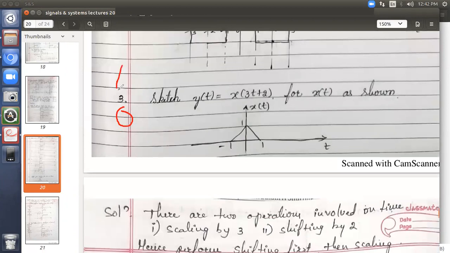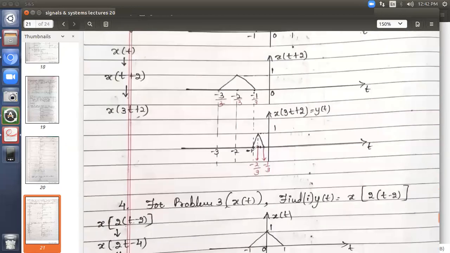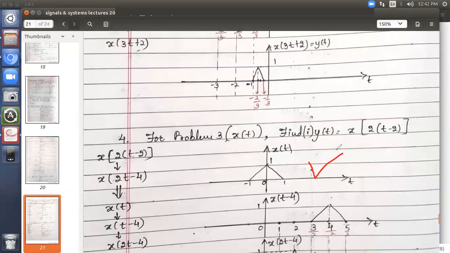Problem number 3 is this. So problem number 3, x of t, same thing you consider. That is the question. I have not redrawn it, but here again I have given x of t. So consider the problem number 3 is x of t. Find the signal. This is the question. First, let me clarify the question.